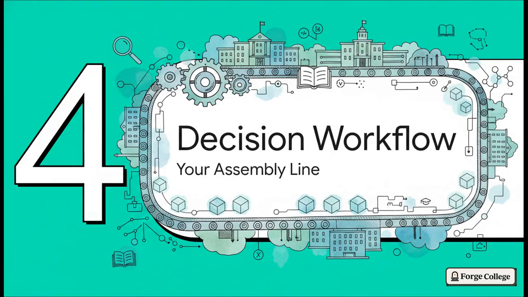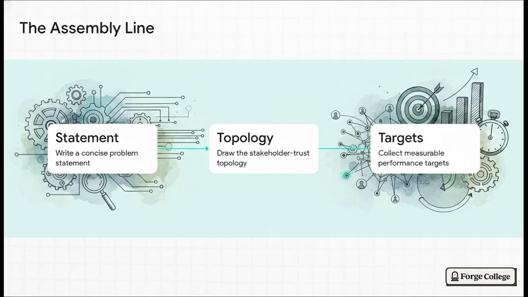Okay, section 4, the decision workflow, the assembly line for your capstone. As you explore more courses and programs at Forge College, you're going to need a reproducible mental model for your capstone projects. Think of this as an assembly line that takes 3 distinct inputs. Step 1, write a concise, measurable problem statement. Step 2, draw out the stakeholder trust topology. Step 3, collect hard performance targets. Explicitly mapping these 3 inputs forces you to confront the actual engineering limits of your idea, rather than just kind of hoping for the best.